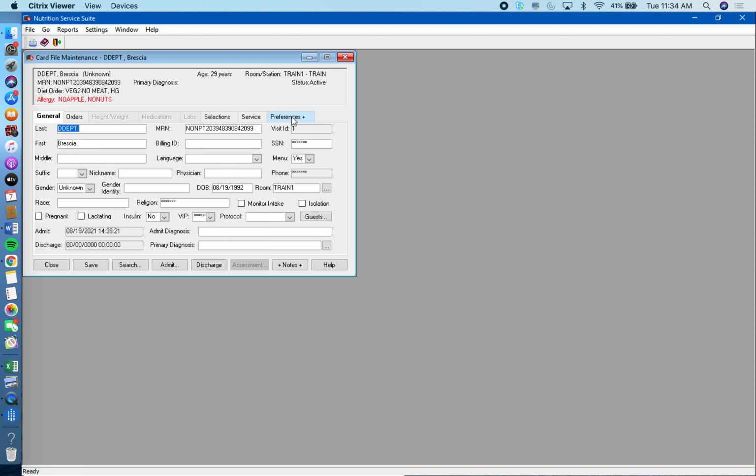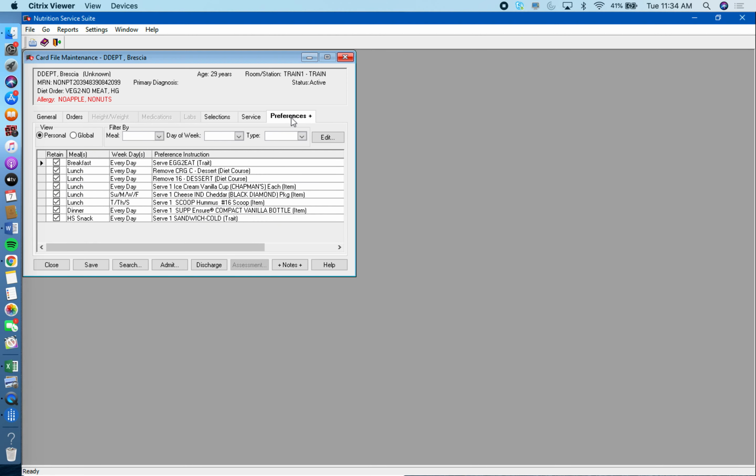Next, we're going to look at their preferences. This is question 5. We can look at their preferences, and I'll just give you a couple examples of all the patient's preferences here. For breakfast every single day, we have serve egg. This will mean that this patient will get, on top of their regular breakfast, an egg at breakfast every single day.